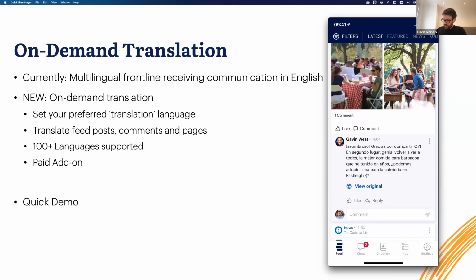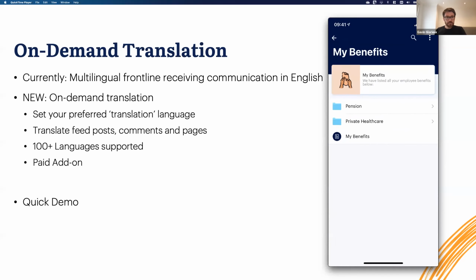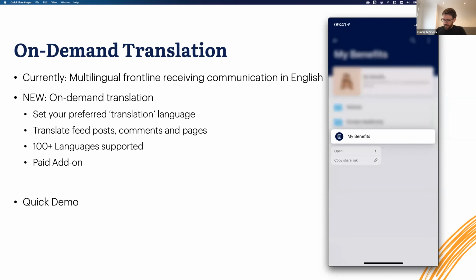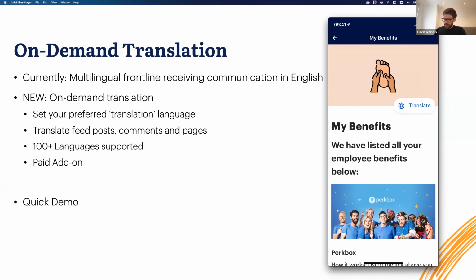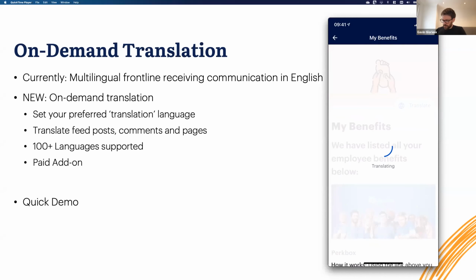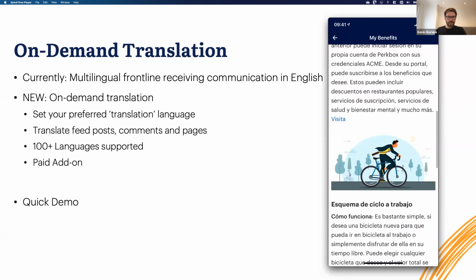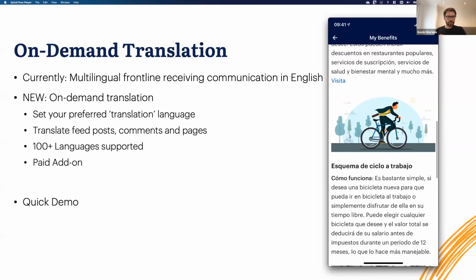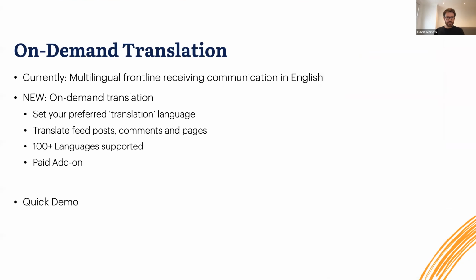Last, if I've got a page that I'd like to access a lot, one page I like to look at often is my benefits page. So I can go in, and there's a new button now telling me I can translate this, which is awesome because I would like to read about all these cool benefits. Just done. It's all in Spanish now, and I can understand it in my mother tongue, for example, if it was in Spanish. So that is on-demand translation.